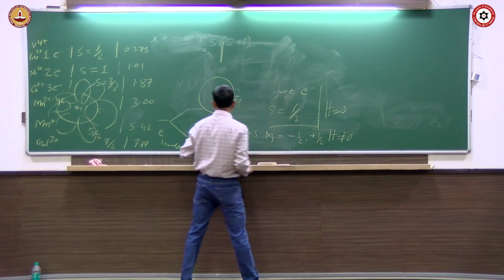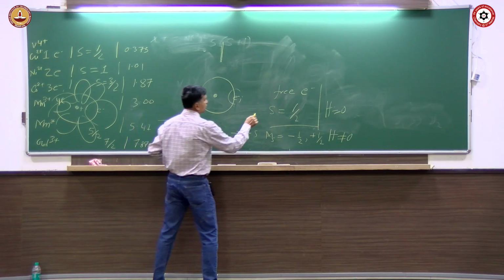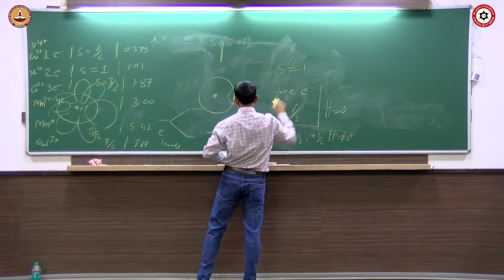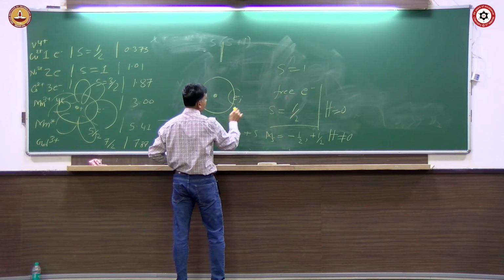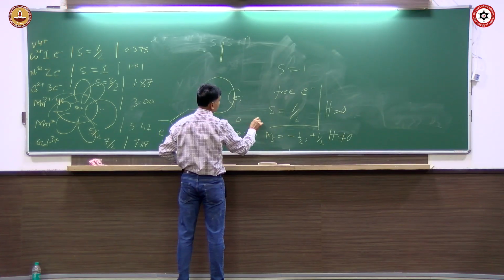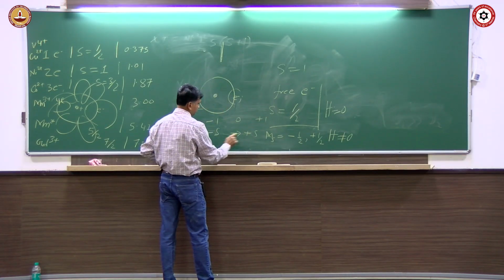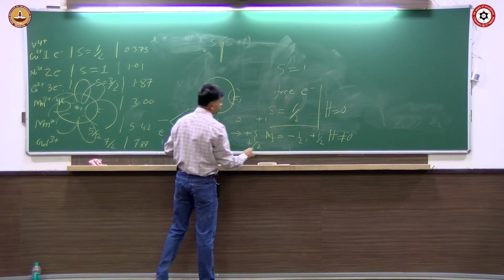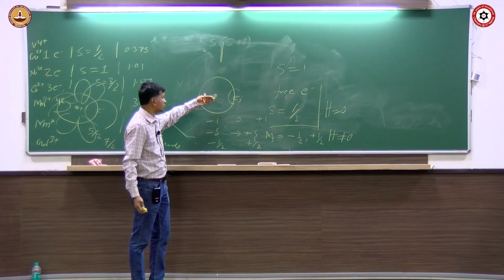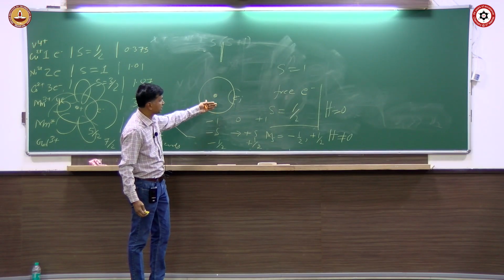If I have S equal to 1, similarly it will go from minus S to plus S, so it becomes minus 1, 0, and plus 1. And for half it will be minus half and plus half, and so on for every ion. These are the Zeeman splittings, and you get the energy levels.